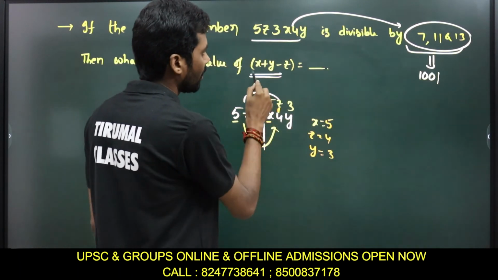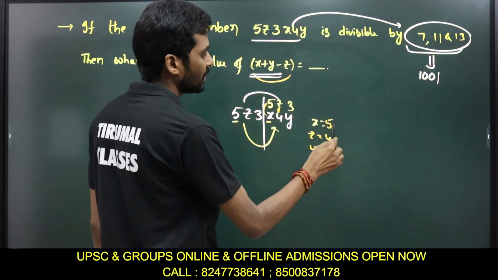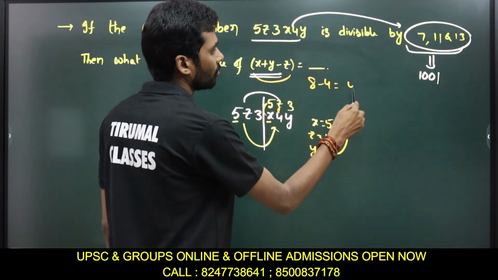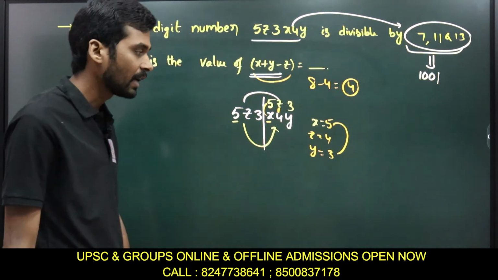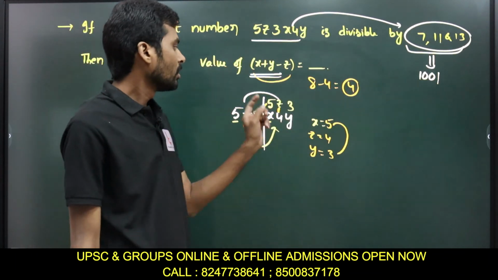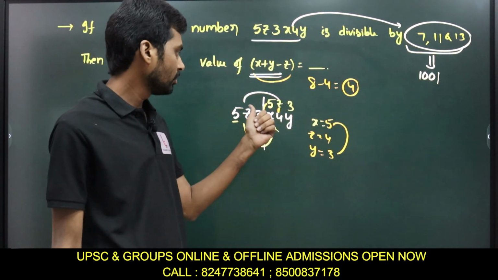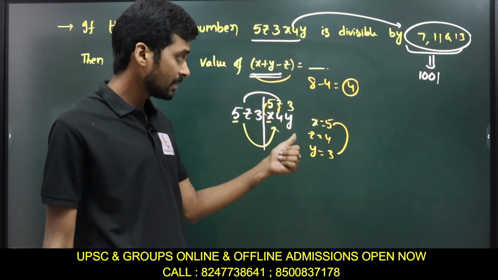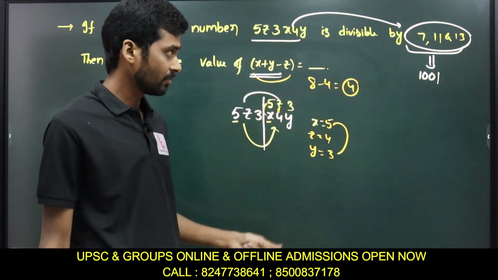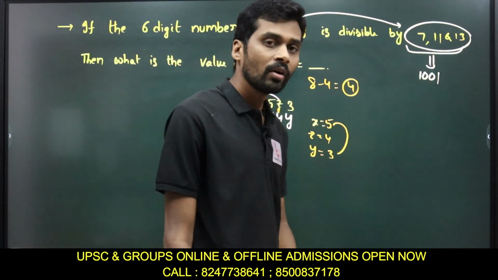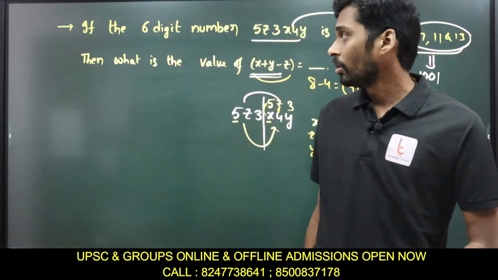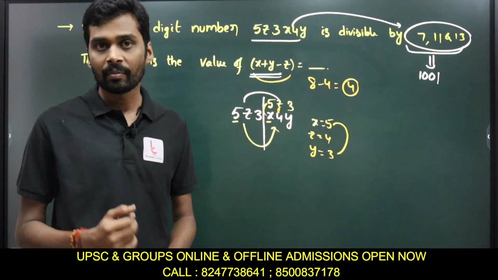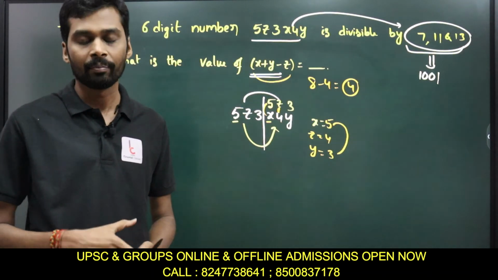Now x plus y minus z: x plus y means what? 8, minus z. 8 minus 4 is what? 4. Okay, what is the final answer? The final answer is 4. So x value is 5, y value is equal to 3 and z value is equal to 4. So x plus y is 8, minus z, which is 4. 8 minus 4 is equal to 4.